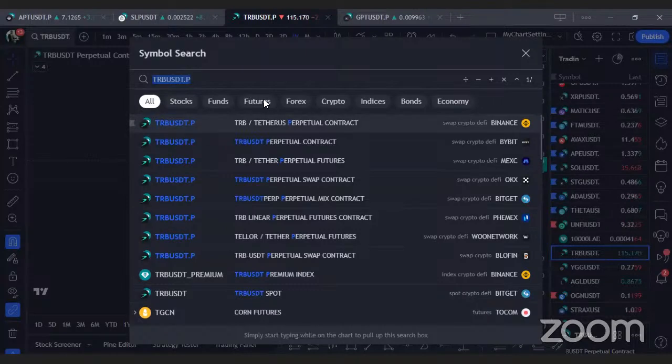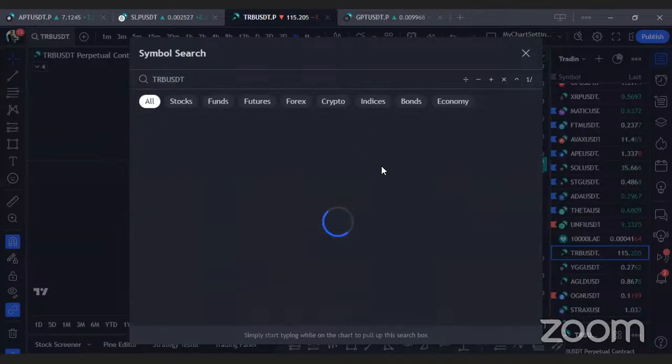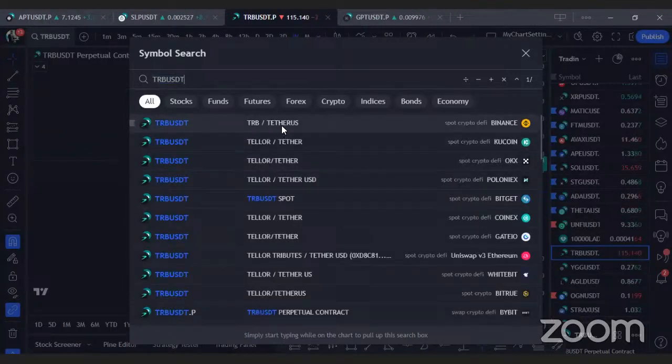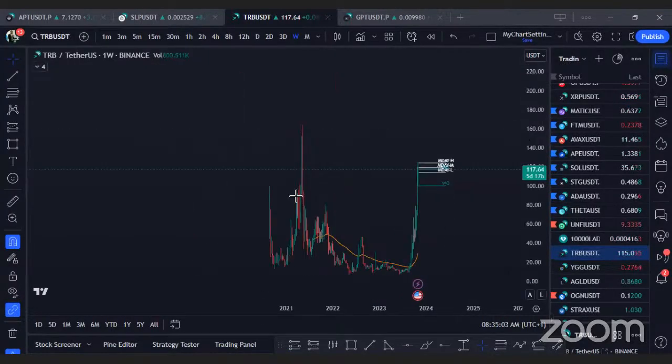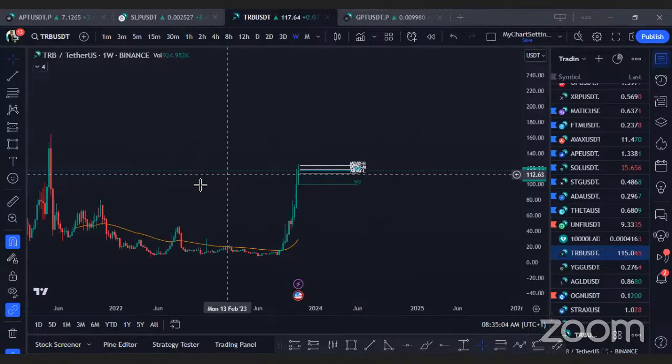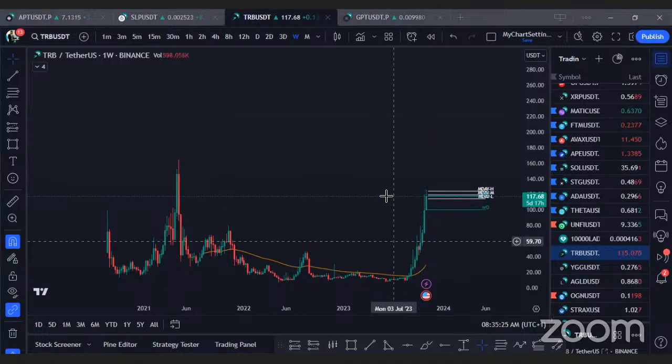Okay, so TRB USDT. Let's look at the spot chart and see what we can get from that. Okay, yes, still the same thing. On the spot on Binance, you see that TRB was sometime here, which is what I'm targeting, that this will actually shoot up to. It will happen, but it's a matter of when. This could happen today, it could happen tomorrow, and all of that.